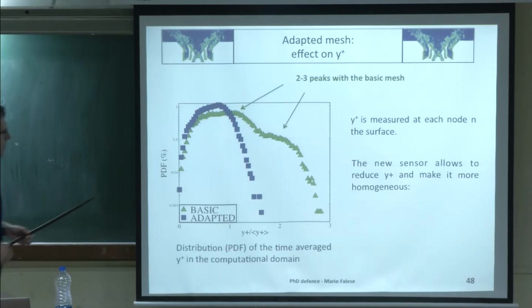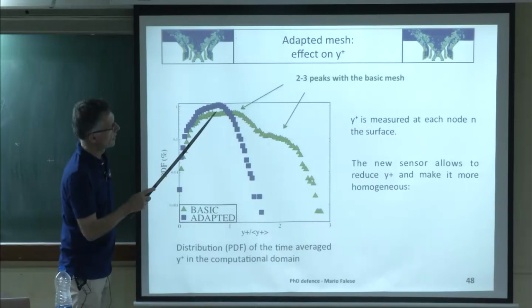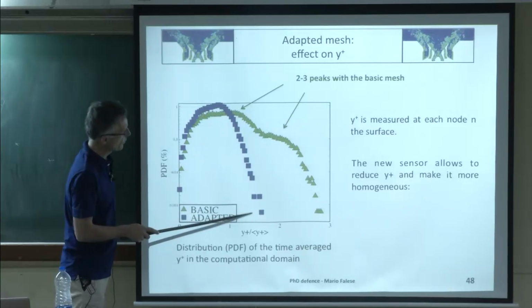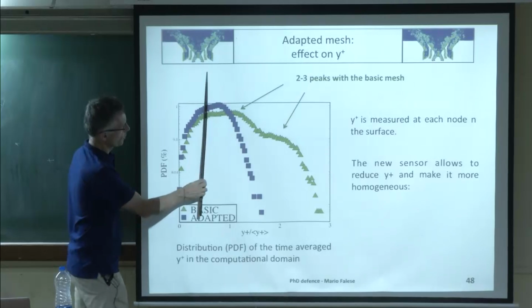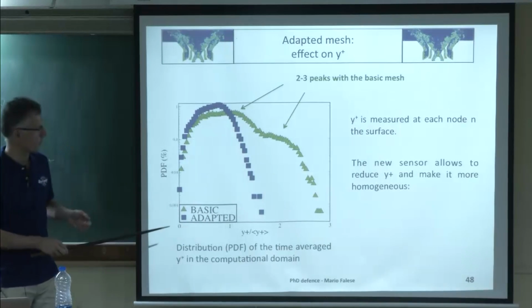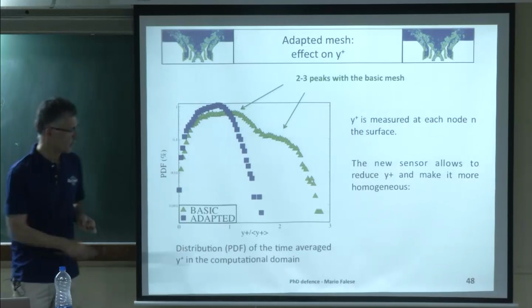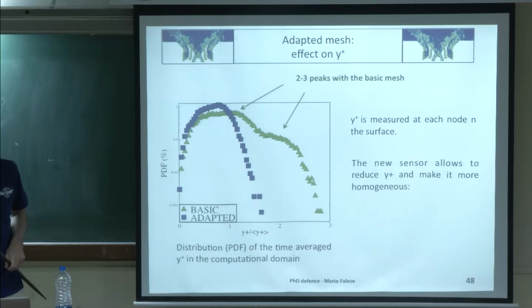So when we look now at the PDF of y plus, that's the initial PDF, and it was a wide one. You see that with the new one, it's much more centered, and so all the points are around this value of y plus, which is of the order of the target we wanted to have. It's not 1, it's much more than that. We are probably of the order of 50 to 100.